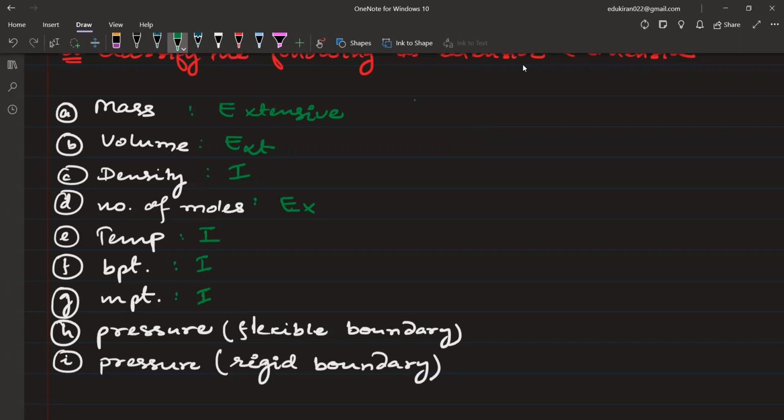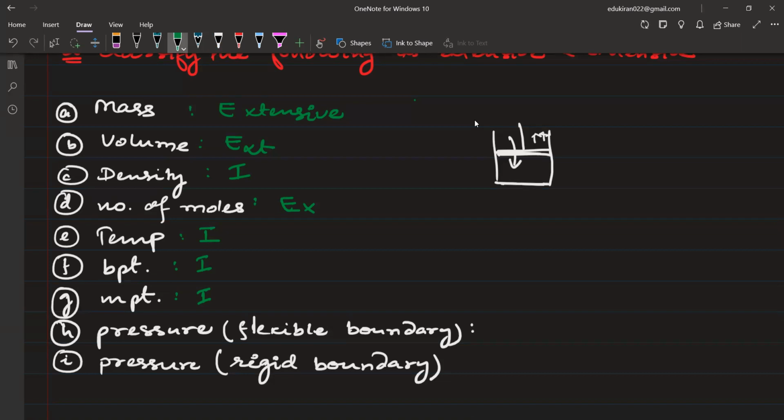Now, let us talk about pressure here. In pressure, we have two cases. If I have a flexible boundary, that means there is a piston and this piston can move. Now, if I add more number of moles, what is going to happen? This piston is going to move above, right? And in this case of flexible boundary, if you add more volume of gas, this is going to be extensive.